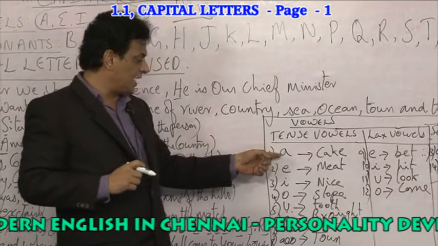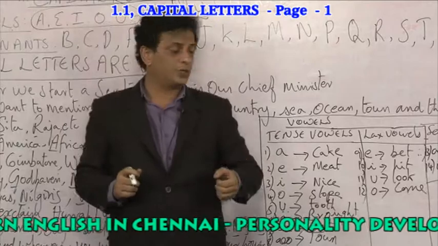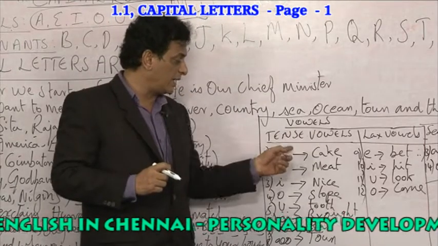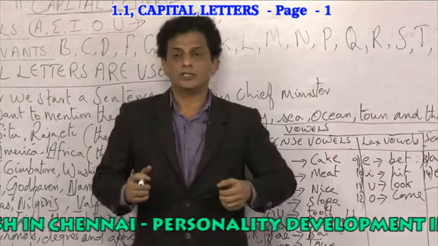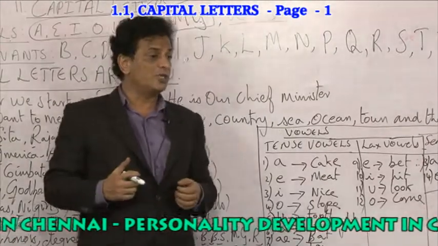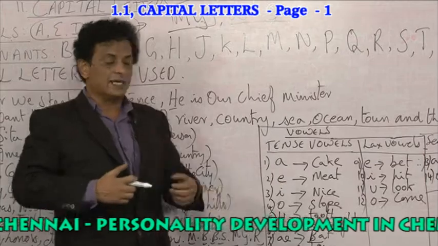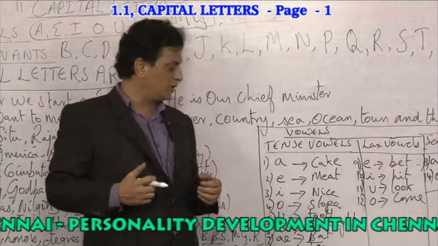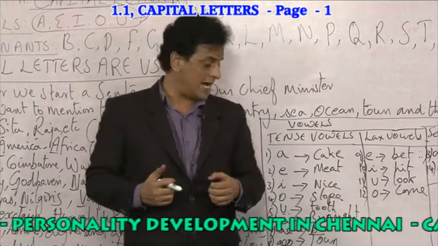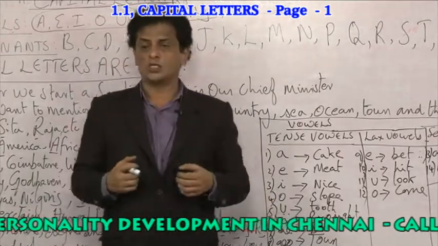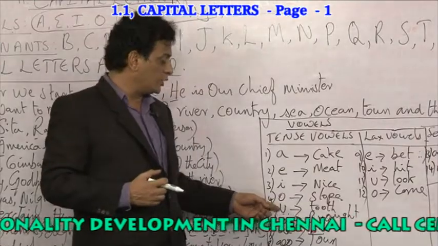Here, my dear friend, you see A. How does it sound in a tense vowel? A. You just pull the letter A. Cake. You don't say cack. You just pull the letter A. It is called tense. E, meat. You just pull the letter E. I, nice. You just pull the letter I. O, slope. Next you get U, tooth.